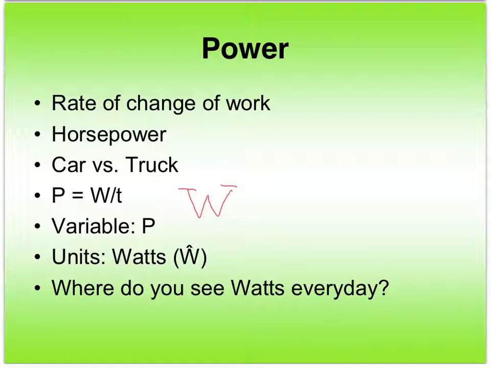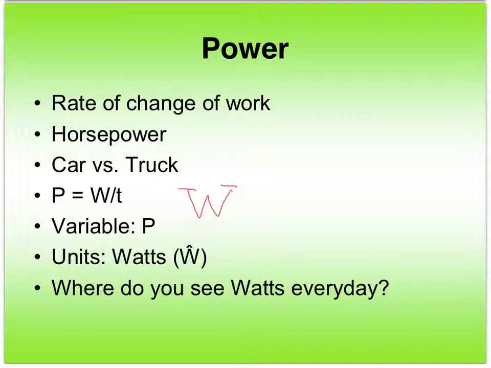So where do you see watts every day? We see them in our light bulbs. The incandescent bulbs had a wattage. A 120 watt bulb or a 60 watt bulb would give you different amounts of light energy, the amount of work that's done, electrical work, per second. So we use them for those types of power ratings.